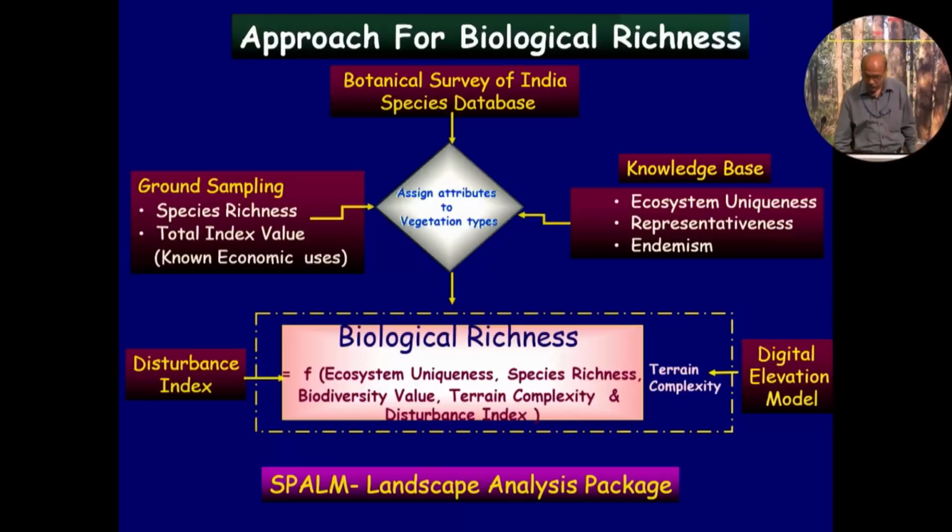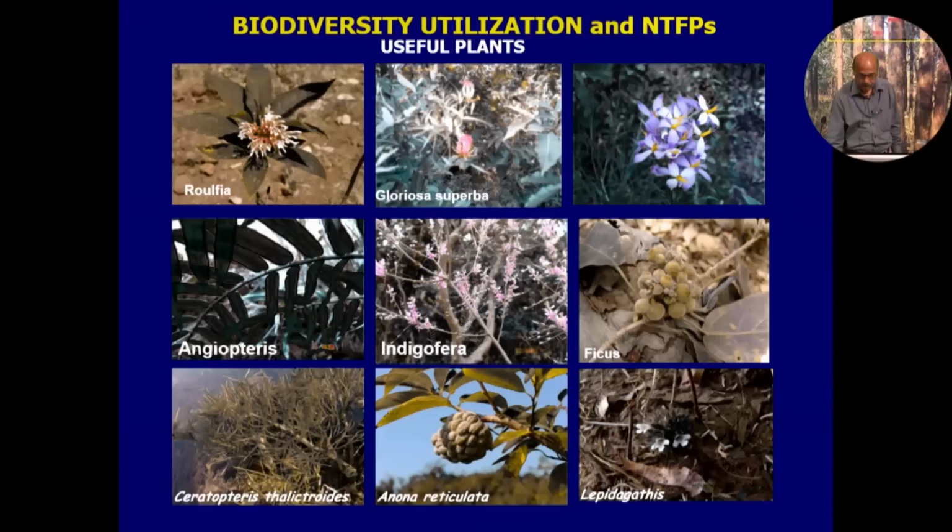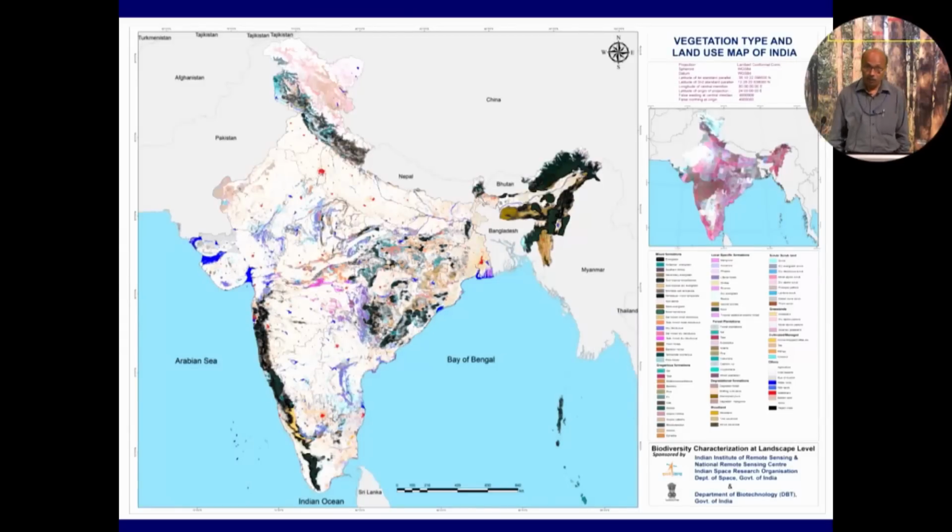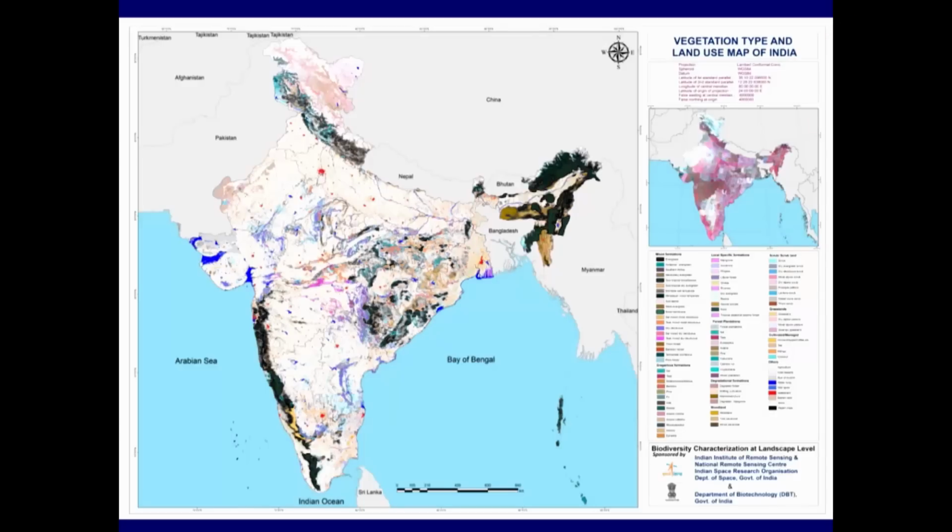So this is what we have done in a project called biodiversity characterization for the entire country. I will just show you now, this is the vegetation type map for the entire country. First I showed you a small example, now we have done the entire country. Around 110 PIs are involved in this. It is a huge project actually, and NRSC and IIRS together have done this study, because we were part of NRSC earlier. So this is a vegetation type map of the entire country. You can't see the different types because it is very small.